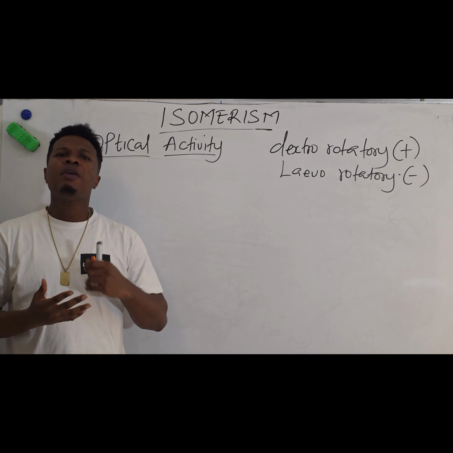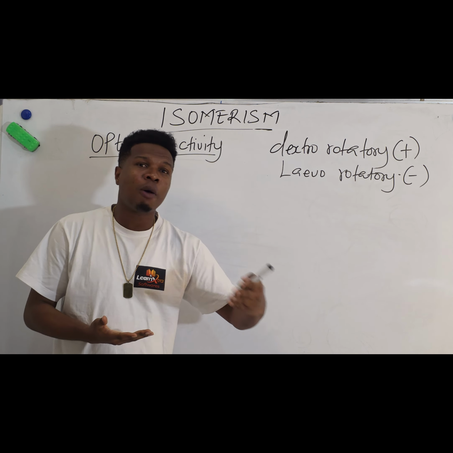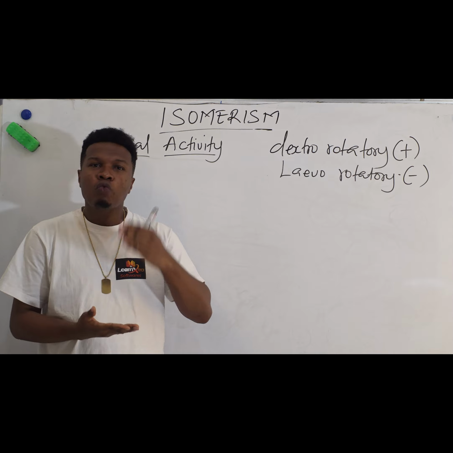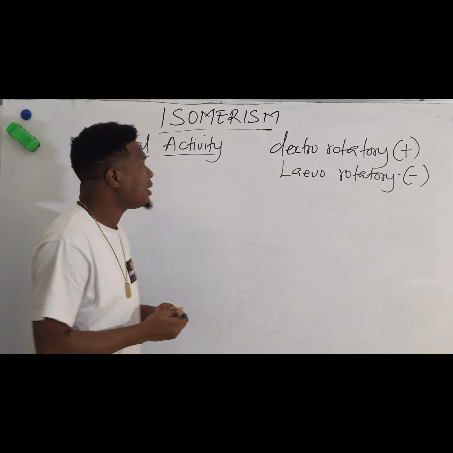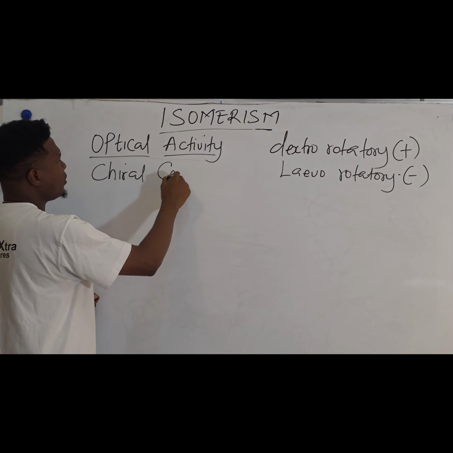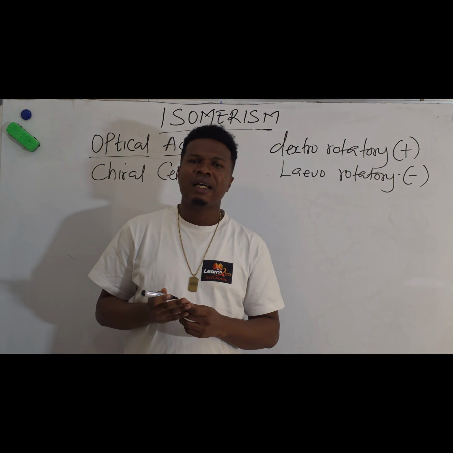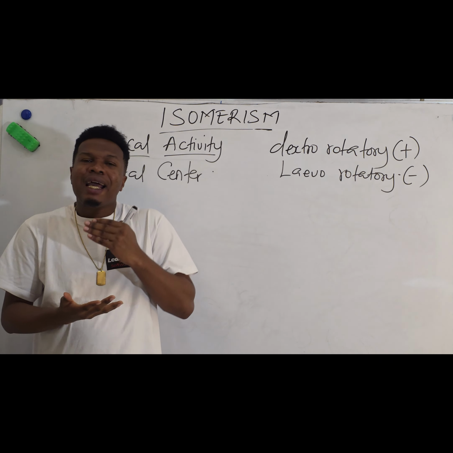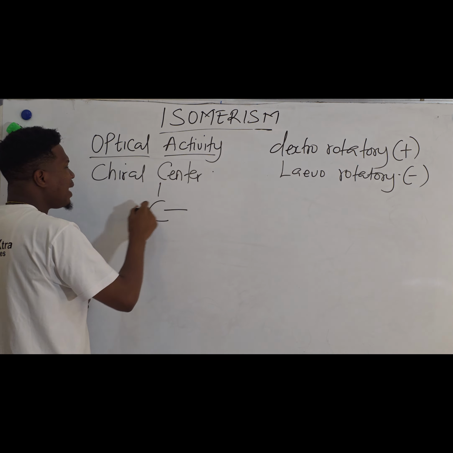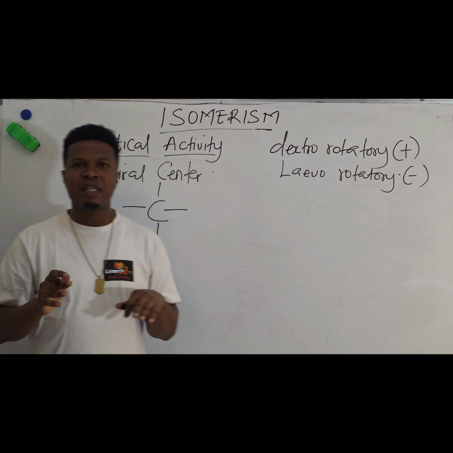For you to be able to rotate a plane polarized light, it means you're optically active. And optically active molecules have what we call a chiral center, or a chiral carbon. Now, what is a chiral center? A chiral center or a chiral carbon is a carbon whose four attachments are totally different. They are not the same.